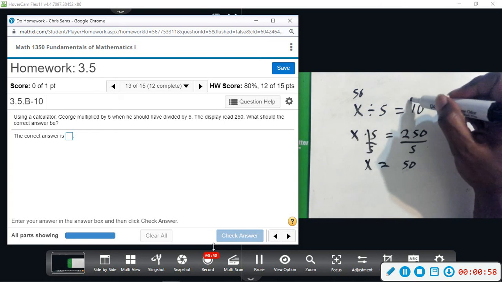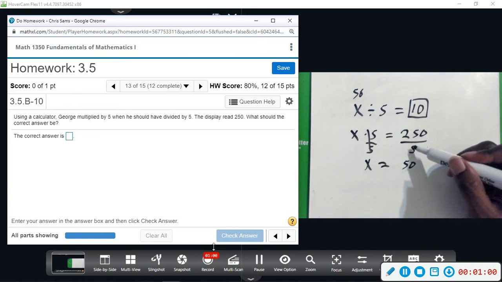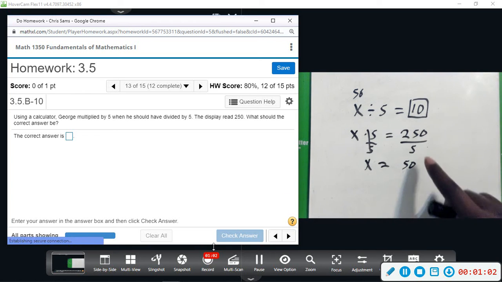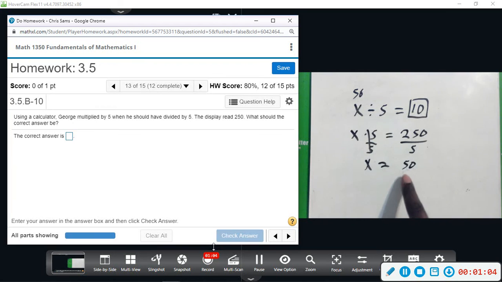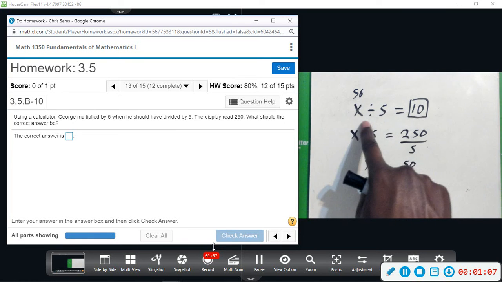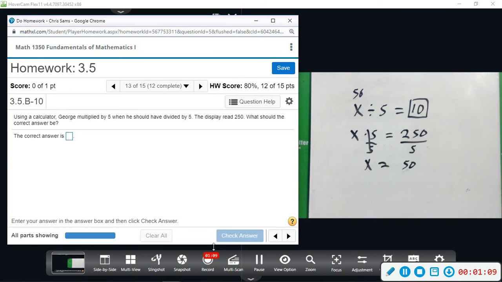10. Okay, so you pretty much have to divide by 5 twice. We divide by 5 to undo multiplying by 5, and then we divide by 5 again to do what we should have done in the beginning. So the answer that he should get is 10.